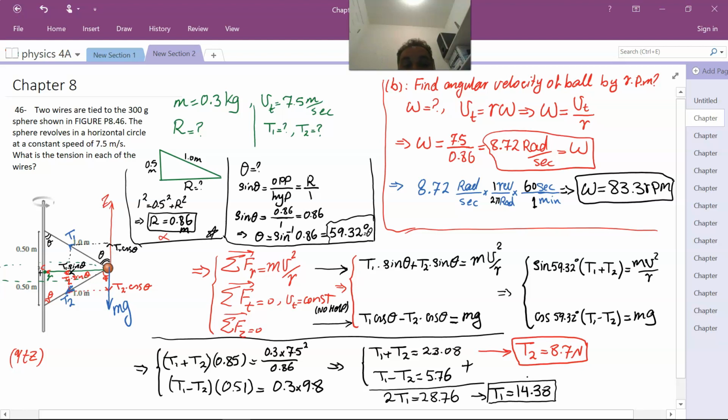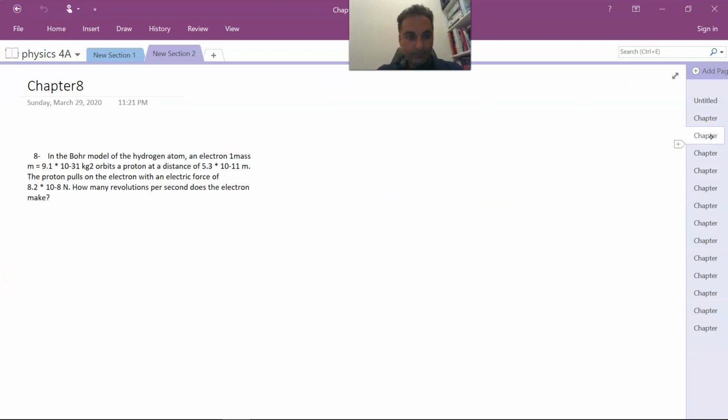Any questions? So I want you to redo this problem, please. It is very important to know how to do it. Let's see what is the second question. Question number 2, it's question number 8 in your book.